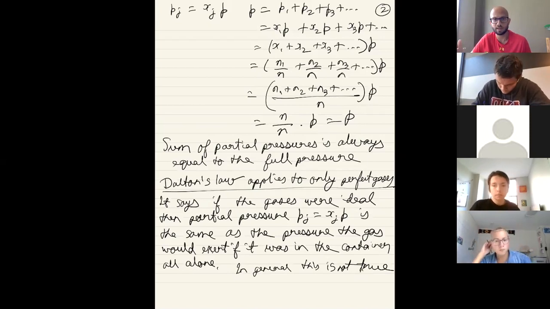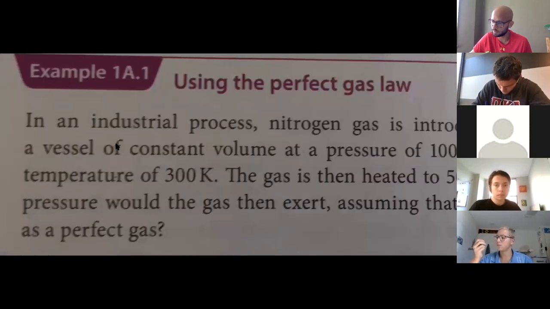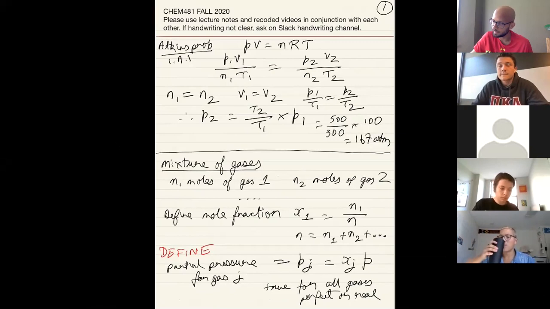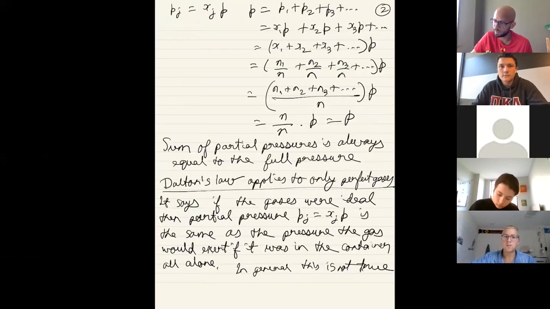It gets confusing sometimes. What we have said so far is that we can define a partial pressure given by mole fraction multiplied by the total pressure. This is true for everything, perfect or real. However, this will also be the pressure of the gas if it was in the container on its own, in case it was an ideal gas. So there's nothing profound here. Now we get to the more fun part.